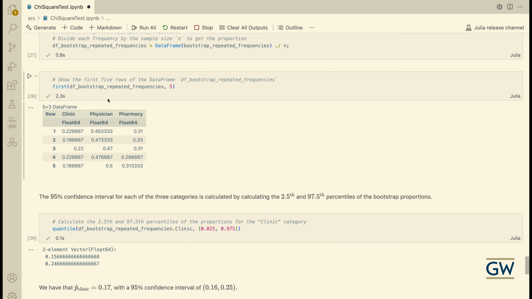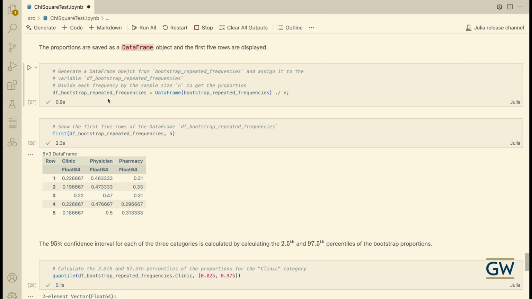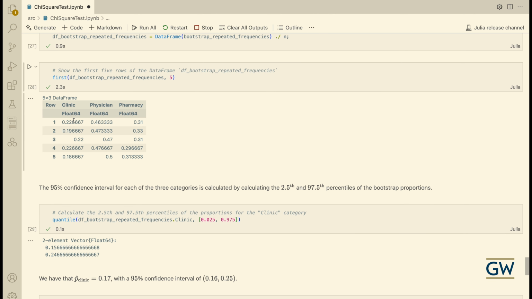This time around, you can look at the code. I've saved it as a data frame object, so you can just look at these proportions. There'll be 100,000 of these rows. In the first resampling with replacement, I had for the clinic 22.67%, 46.3%, and 31% for the pharmacy. The next time around, 19.7%, 47.3%, 33%, etc., over and over and over again.